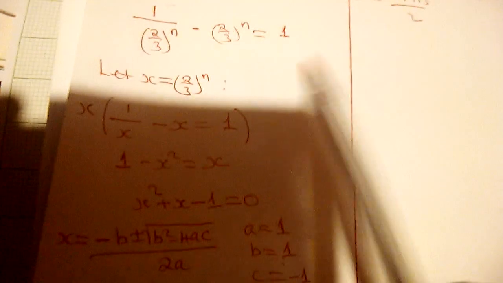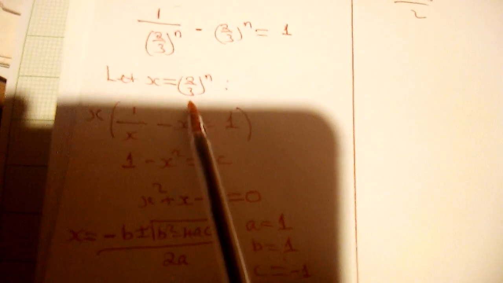Once this is done, if I take you back to where we let x represent something, x is 2/3 to the n power. So it's logical to equate these two. If we do so, we'll have 2/3 to the power of n equal to minus 1 plus root 5 everything over 2. Remember, we want to solve for n. We want to find the value of n.